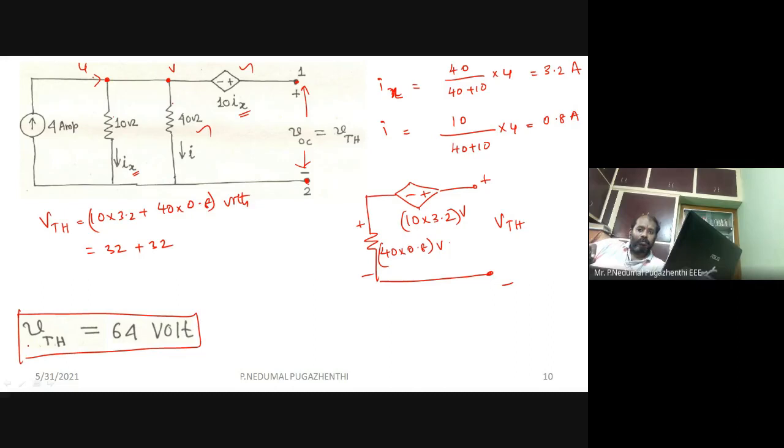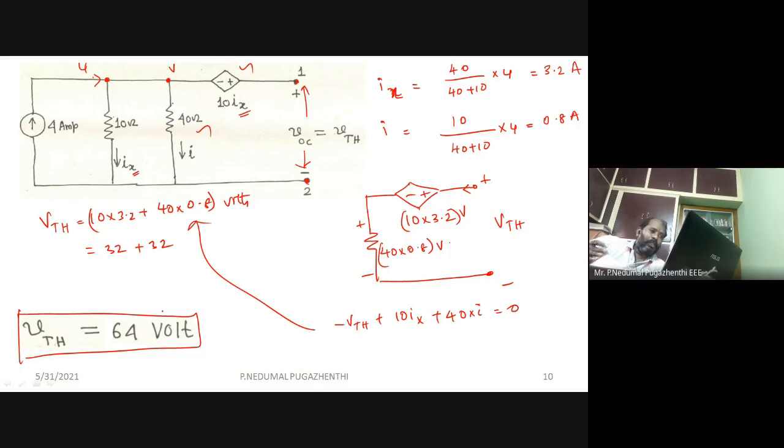Hello? If I take this as the current direction, then how is it going to be? Minus V Thevenin plus 10 into Ix plus 40 into I is equal to 0, and that will give me this expression. Okay, so this is going to be 64. So what is remaining? I have to find what is my R Thevenin.